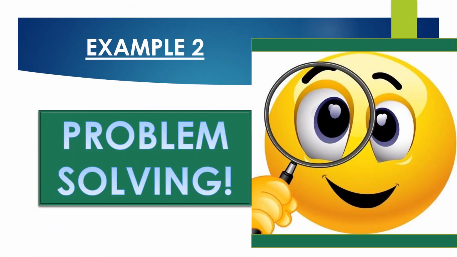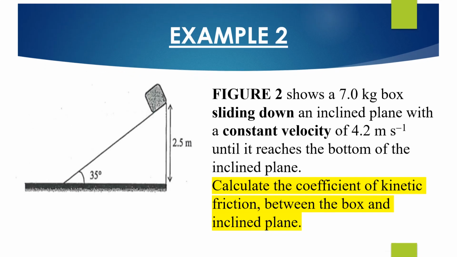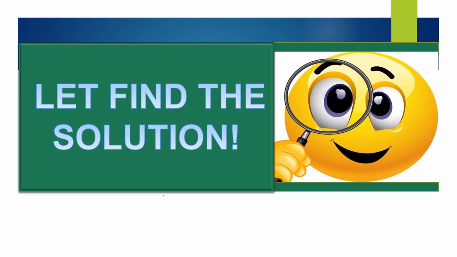We look at example number 2. This is example 2. Figure 2 shows a 7 kilogram box sliding down an inclined plane with a constant velocity of 4.2 meter per second until it reaches the bottom of the inclined plane. So calculate the coefficient of kinetic friction between the box and inclined plane. So let's find the solution.